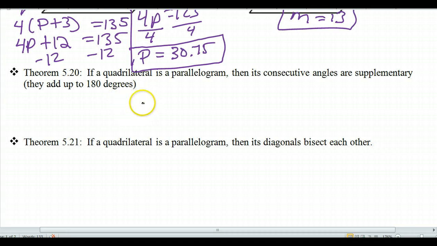Okay? Now, there's a couple big words in there. Consecutive and supplementary. I need you to know what both of these words mean. Consecutive angles are supplementary. Well, I told you about supplementary. Supplementary means it adds to 180 degrees. Now, what does consecutive mean? Is there anybody besides Bryant and Jet that can tell me something about consecutive? Let me give Jordan a chance first.